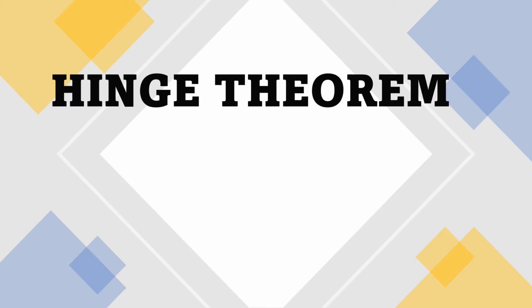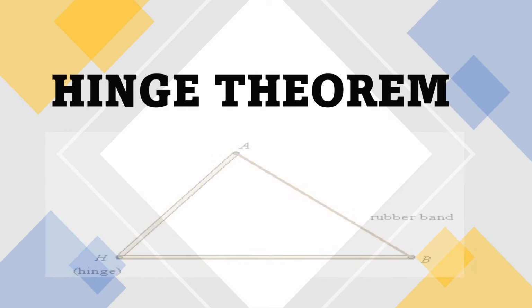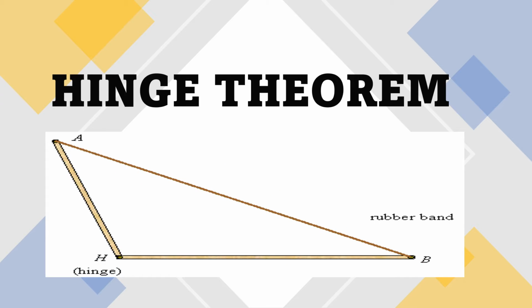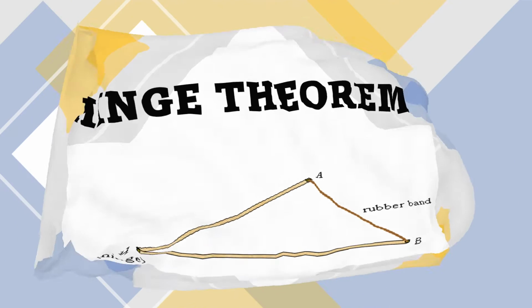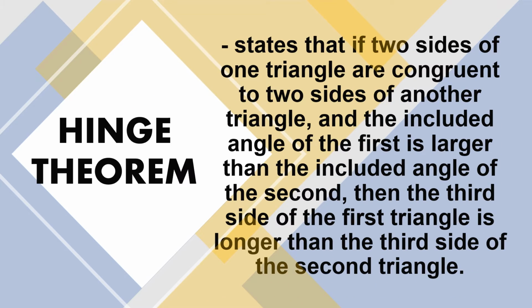So today I am going to discuss the Hinge Theorem. So let's define what the Hinge Theorem is all about. It states that if two sides of one triangle are congruent to two sides of another triangle and the included angle of the first is larger than the included angle of the second, then the third side of the first triangle is longer than the third side of the second triangle.